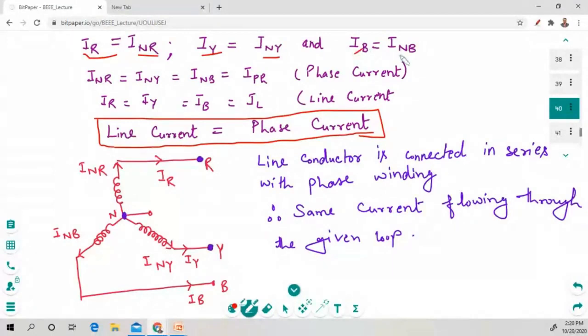And IB is equal to INB. So this is the other case. This IB is the line current, and this INB is the phase current. These are the same. So that's why we can say that INR, INY, INB all are equal to the phase currents, and IR, IY, and IB all are equal to the line current. Okay, so if these currents are flowing through the same branch, they are in equal position. So that's why we consider the line current is equal to the phase current.